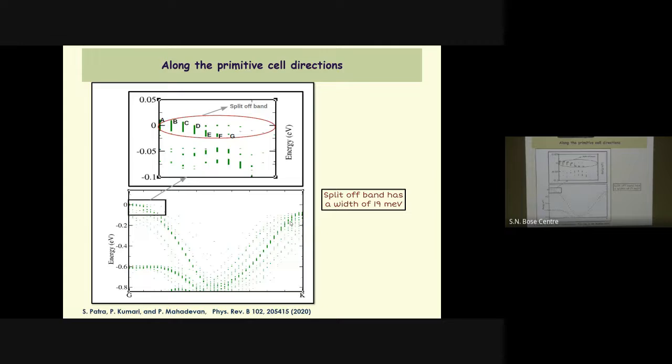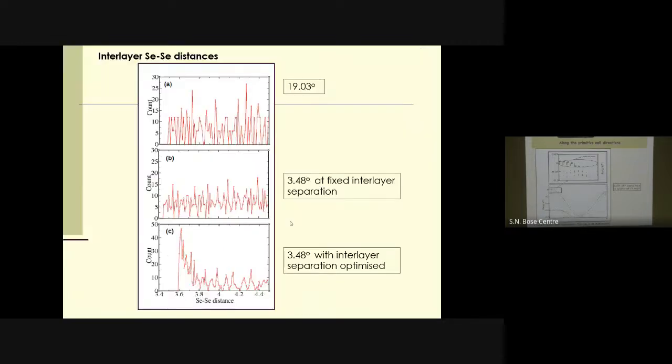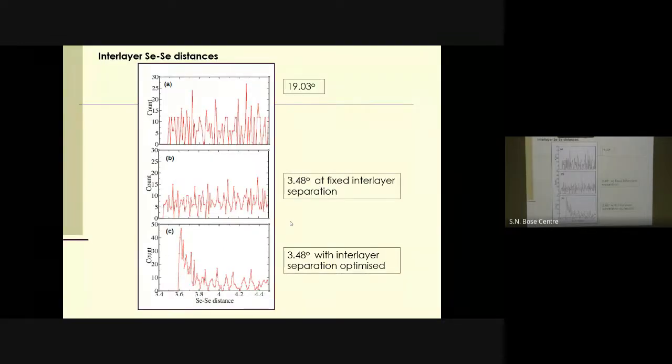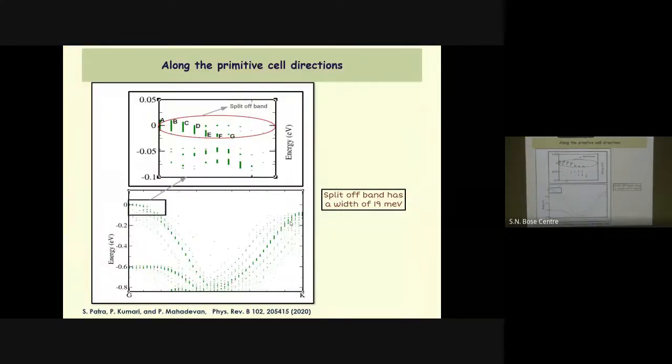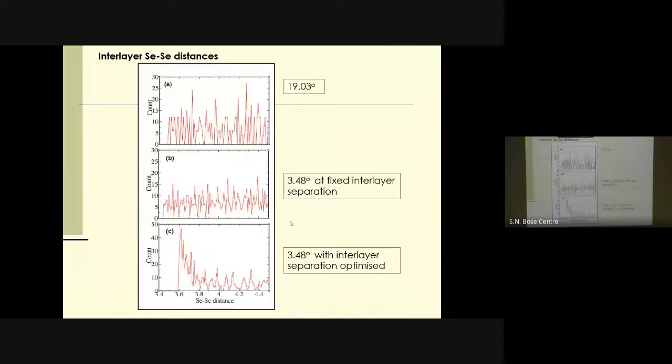Okay, so, fine. So now how do we understand what is the origin of this flat band that is emerging? So as I said earlier, it's the interlayer coupling which is responsible for all the changes in the electronic structure of the twisted structures. So essentially what we did was, the interlayer hopping interactions are dependent on the effective distances.